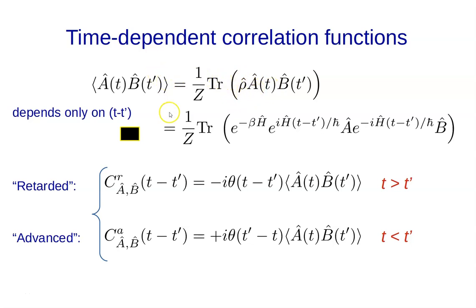But this would be the definition, right? Here, the density operator is written in the Schrödinger basis, so the only time dependence is in the operators A and B. And it turns out that this trace, or this correlation function, only depends on the difference between T prime and T, not on the specific times. This is easy to show. Essentially, you can expand this in this form where the only dependence is on T minus T prime. So let's go to the blackboard and do it real quick.